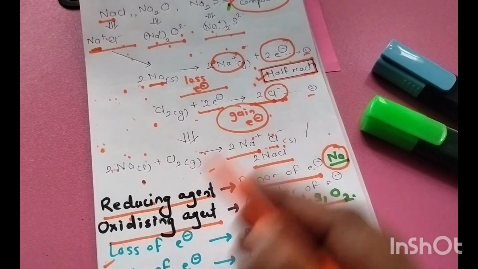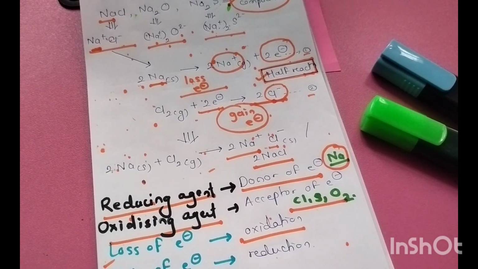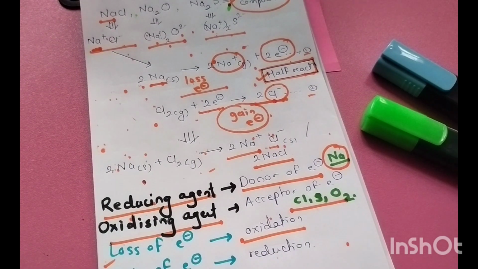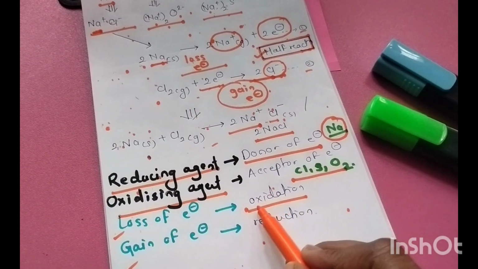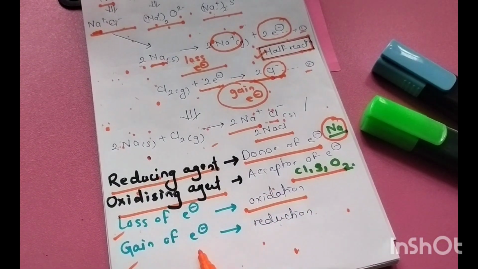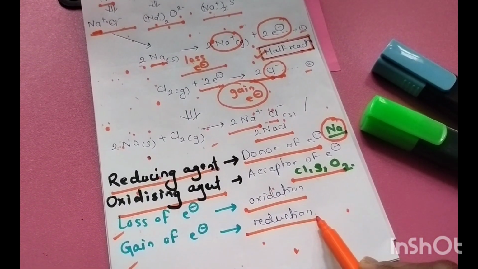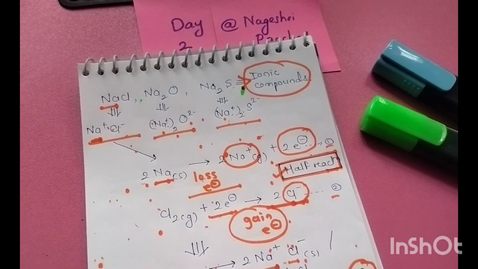Now again we got one more definition for oxidation and reduction: loss of electrons is nothing but oxidation, and gain of electrons is nothing but reduction. I hope you understood this much part of the lesson.